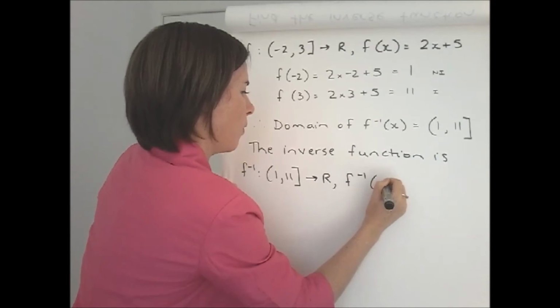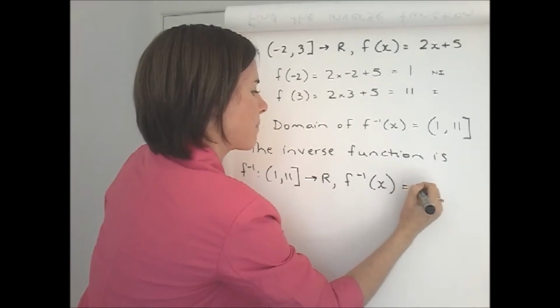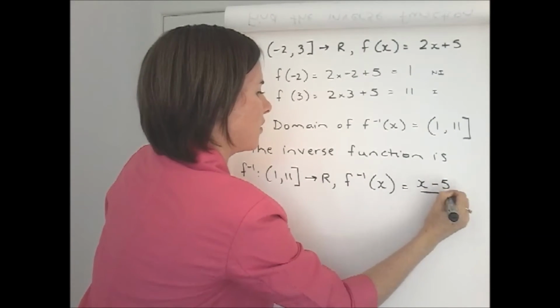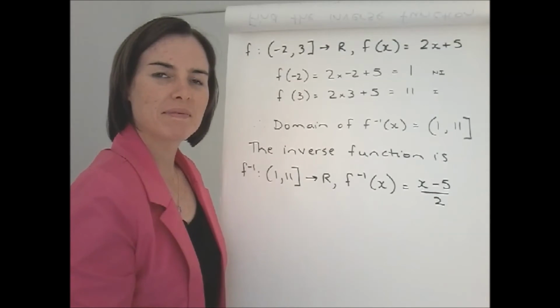And the inverse function was (x take 5) all over 2. And you can leave it like that.